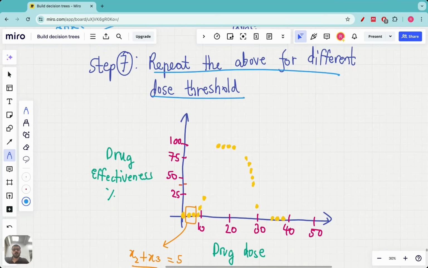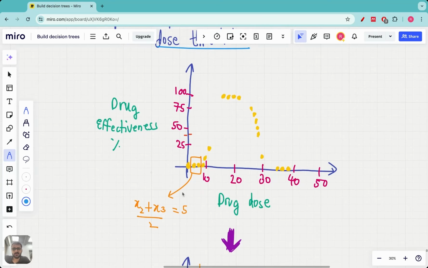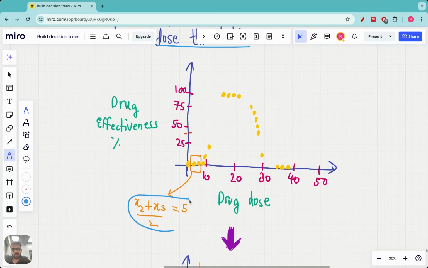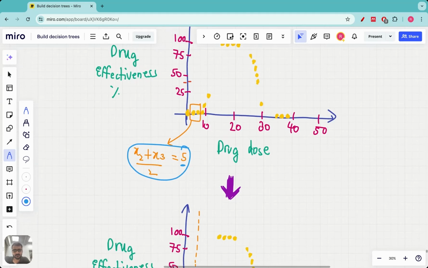what we are doing here. So now in this step we are going to take point number 2 and point number 3. Initially when we started we took point number 1 and 2, but now we are going to be taking point number 2 and point number 3. We take their average and it turns out to be 5. So then this is the threshold which we are going to try next. Dose is less than or greater than 5.